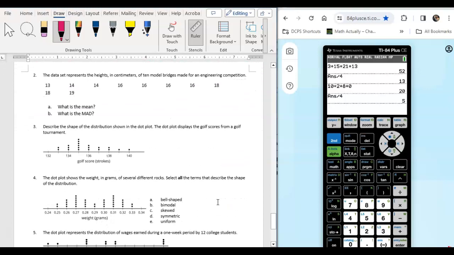Number 2, the data set represents the heights in centimeters of 10 model bridges made for an engineering competition. All right, so these are the heights of the bridges. What is the mean? What is the MAD? Okay, so we can again calculate.